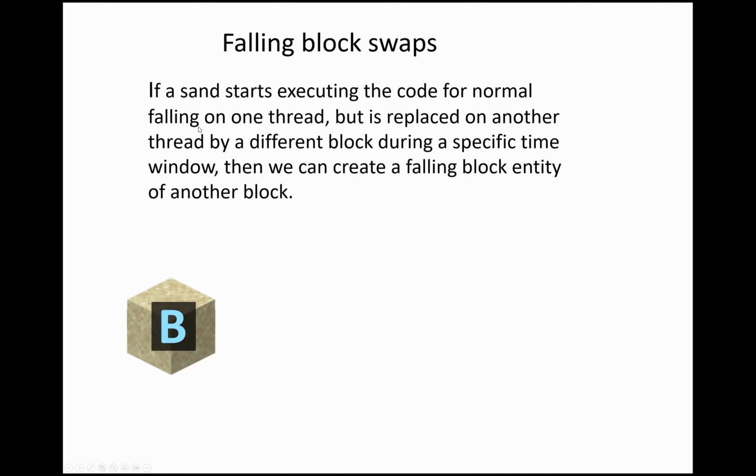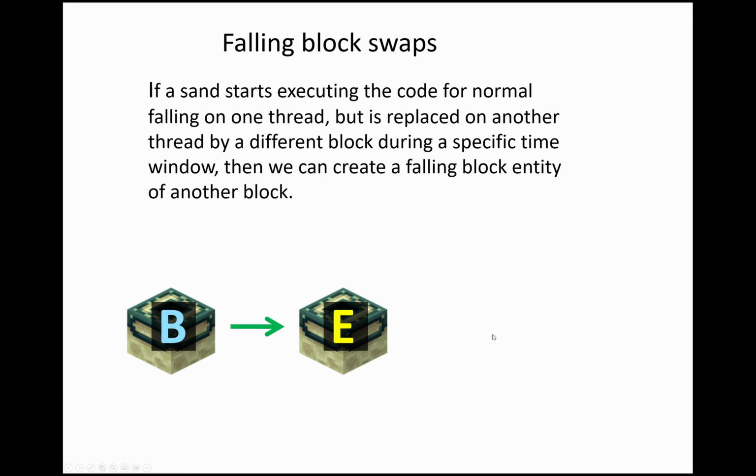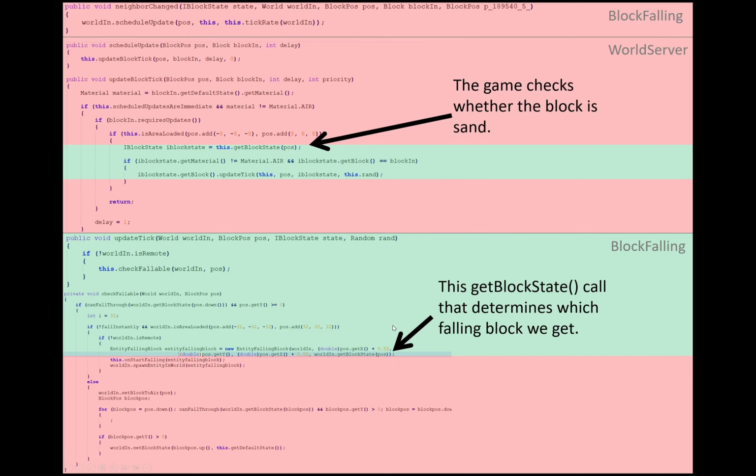So if a sand starts executing code for normal falling on one thread and then is replaced on another thread by a different block during a very specific time window, then we can create a falling block entity of another block, so not sand or gravel. So the block is changed, and then we can get an entity of, for example, a falling end portal frame. And then that entity will delete the end portal frame too, which is important.